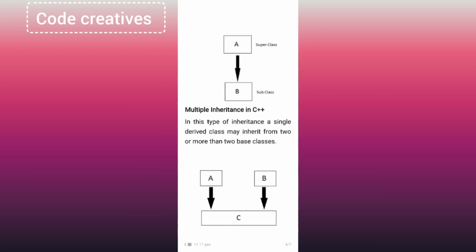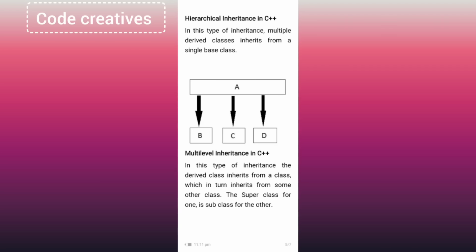Next we have multiple inheritance. As its name shows, in multiple inheritance a single derived class may inherit from two or more base classes. Here we can see that A and B are the base classes, and C is the derived class. So C, one derived class, inherits from the two superclasses.